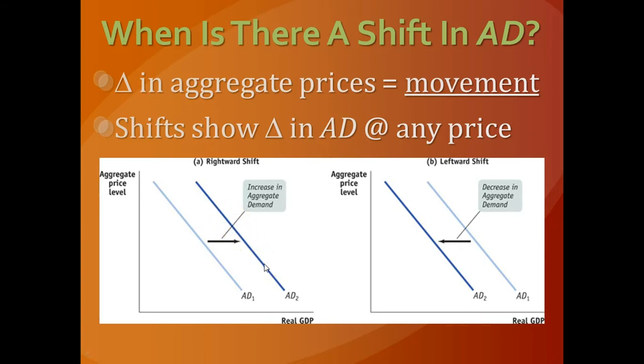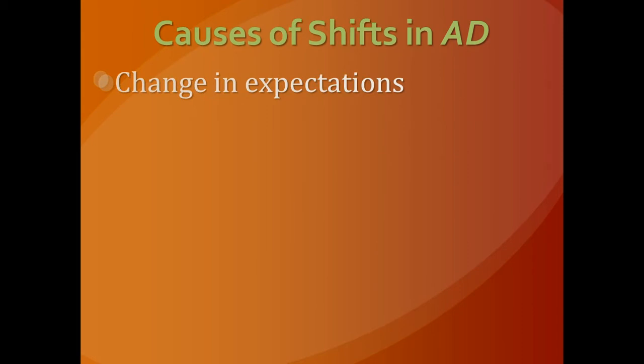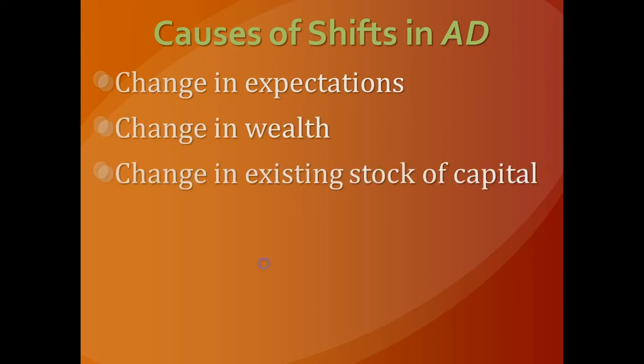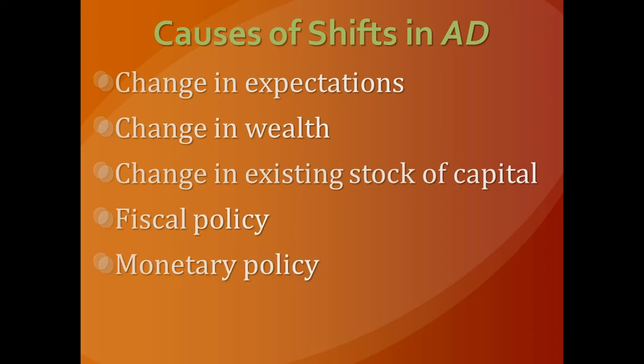Anything that causes a change in C, I, G, or net exports is going to be a shift. So changes in expectations, changes in wealth, changes in existing stock of capital, what's known as fiscal policy and monetary policy will all cause shifts in aggregate demand, and we're going to deal with each one of these things individually.